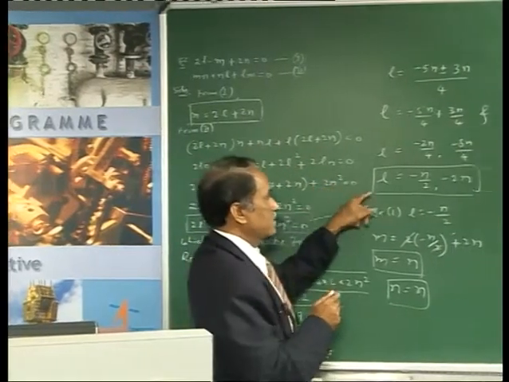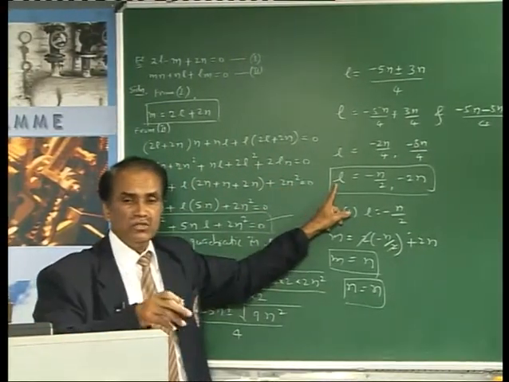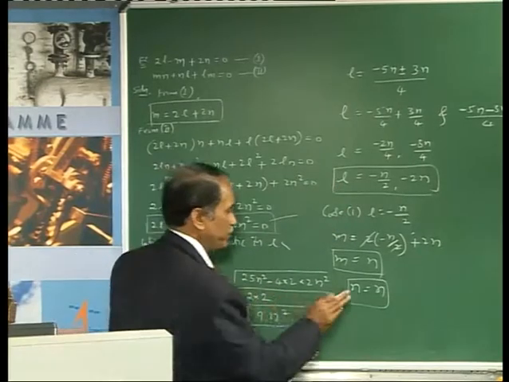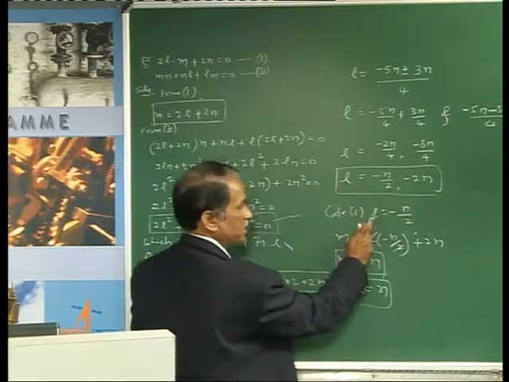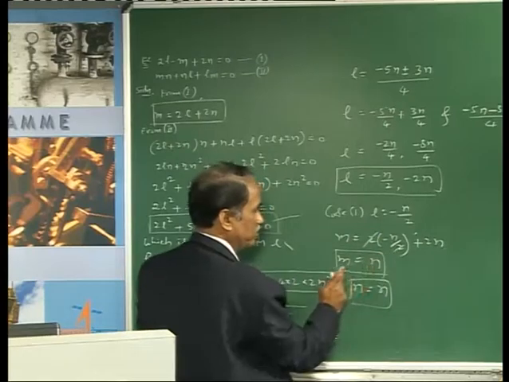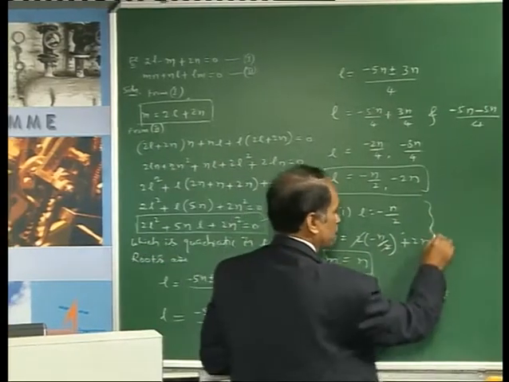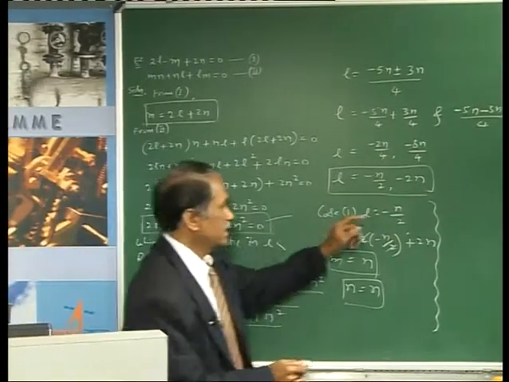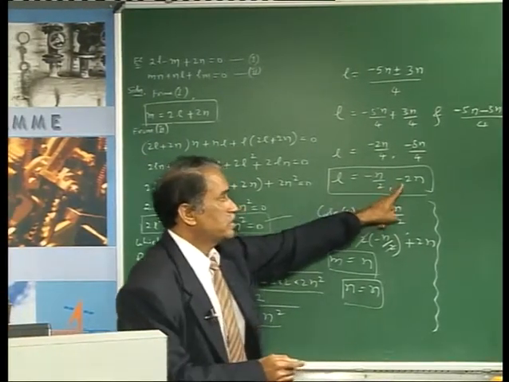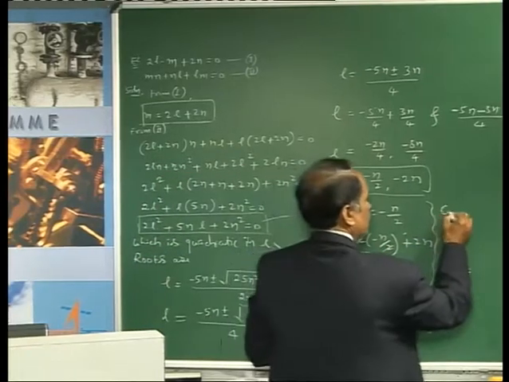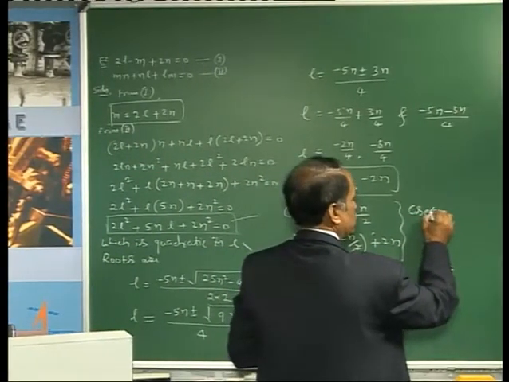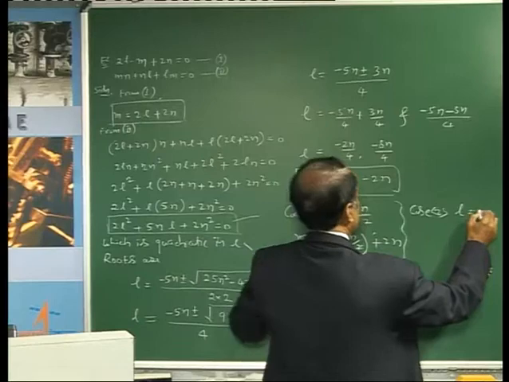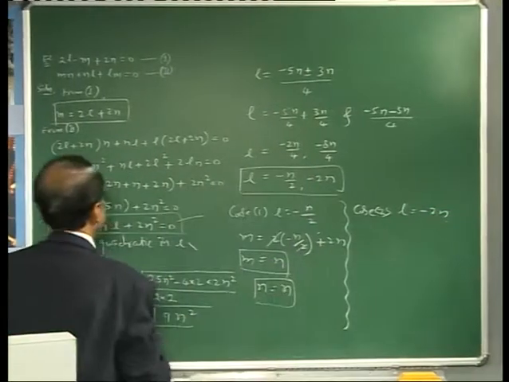Here it is not the case, you have to express one unknown in terms of the others. Therefore, I can get the values for the first case: L is equal to minus N by 2, M equal to N and N is equal to N. Similarly, in another case, I have to write the substitution of L is equal to minus 2N. So, case 2, let L is equal to minus 2N.